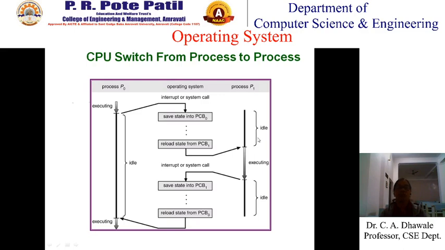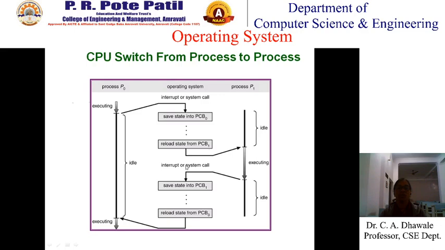Okay. Now what happened? After the complete execution of P0, who is executing here? P1. So now the operating system has to reload the state from PCB 1. Sorry, P1 was idle. Now P1 is executing, so PCB 1, and this one is idle. And up to this point, P1 is executing.